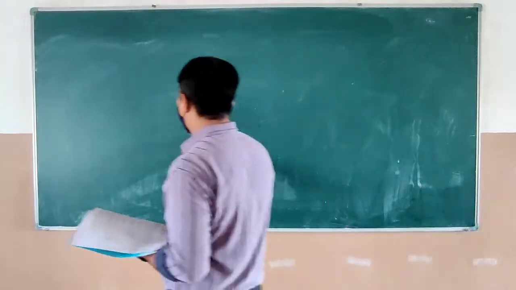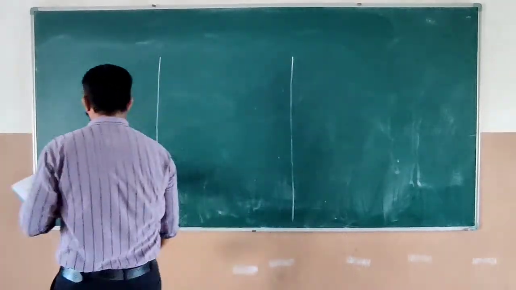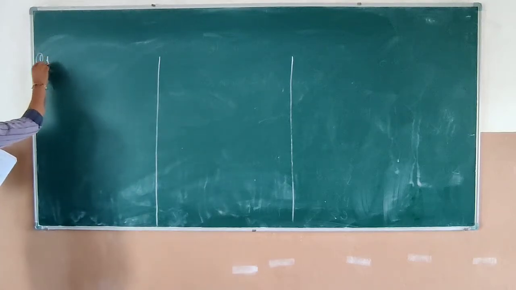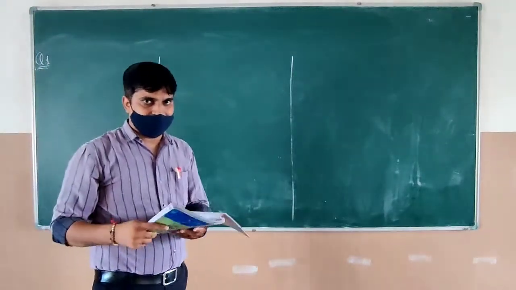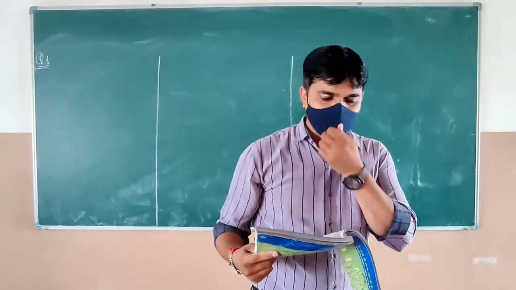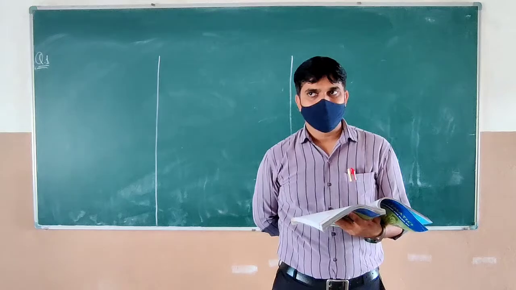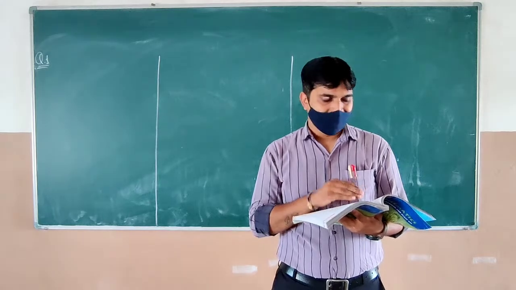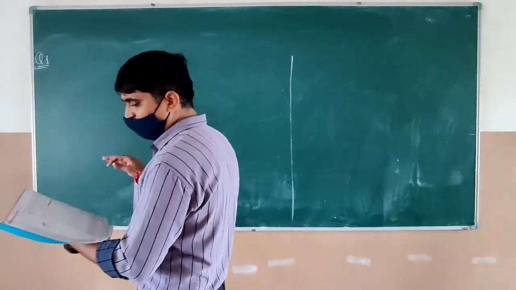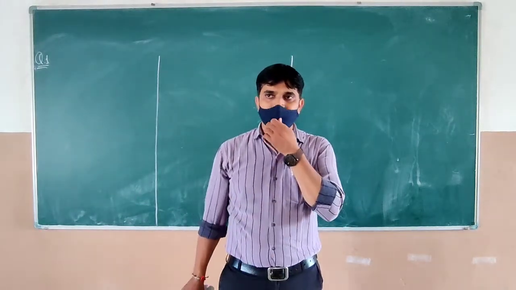So open exercise 3.2, question number 1. They have given us some values. The scores in a mathematics test out of 25 of 15 students is as follows. How many students are there? 15 students. Out of them, their marks out of 25 are given, and they have asked us to find the mode and median of this data.